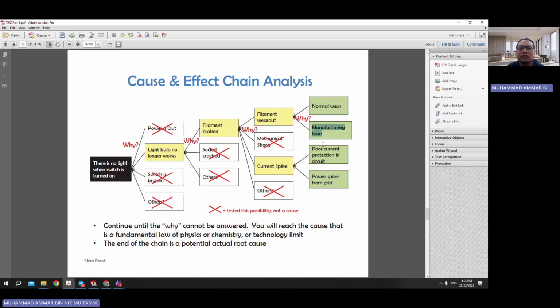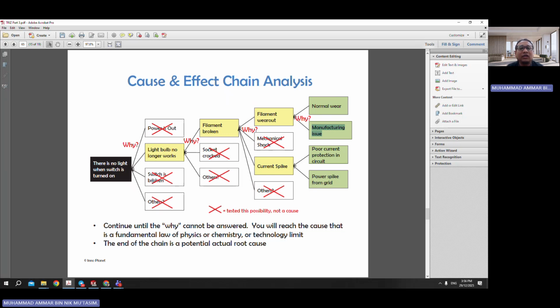and can help the manufacturer improve the light bulb. Or if there is a current spike, we may need to go to the protection circuit, determine whether the wire has a problem, and we may need to contact another technician to fix the issue. Or due to the power spike from the grid, then we may need to contact the TNB to explain the issue. So these are the solutions that can be obtained from the root cause.